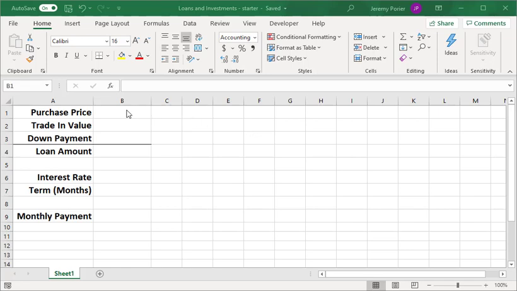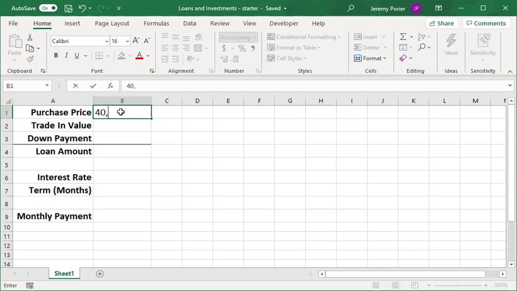All right, we've covered this several times in class, but let's take one more look at that PMT function and how that works in loans. And then we're going to learn a new function that can also help us with determining how long a loan should be. So maybe we're buying a car, who knows, but we've got our purchase price, trade-in, down payment, loan amount. So let's go through that real quick.